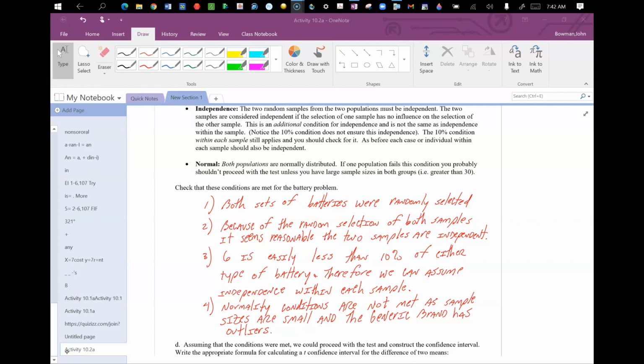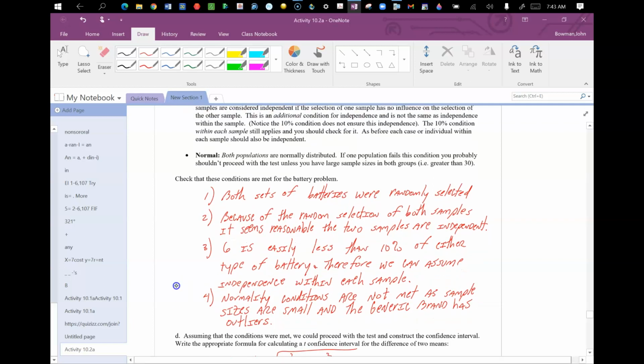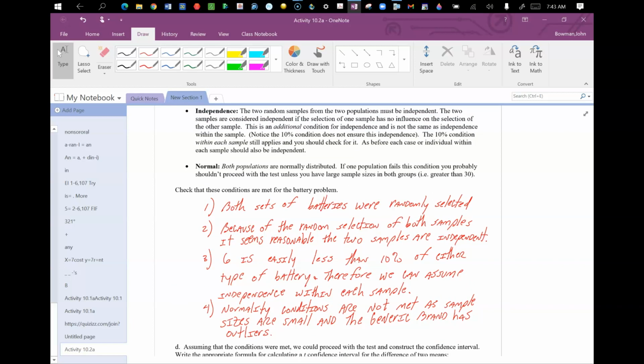The 10% condition within each sample: sample sizes were 6. 6 is easily less than 10% of either type of battery population. Therefore, we can assume independence within each sample. The normality conditions are not met. It was not stated that either population was normal, and both sample sizes were small. In addition, the generic brand had outliers.